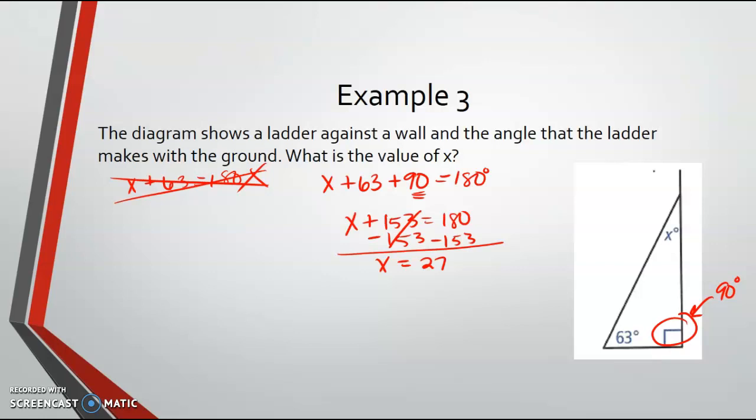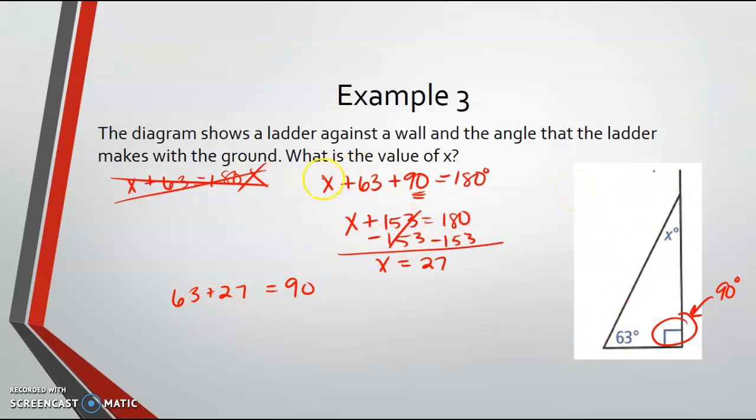Now, there is a shortcut with this one. Because 90 is half of 180, these other 2 angles have to add to 90. So if you watch the 63 plus 27, 3 plus 7 is 10, 6 plus 2 is 8, carry that 1 from the other 10, and you've got 90. So 63 plus 27 is 90. These 2 angles will always add to 90.